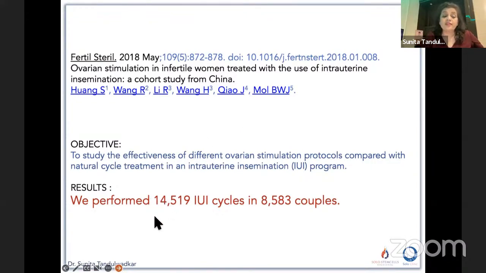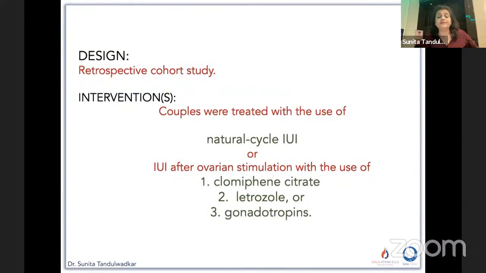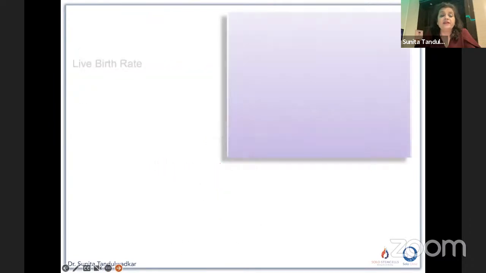Why? 14,500 cycles, in 8,500 patients. It's one of the largest single center studies. And what they have done, of course retrospectively, is compare natural cycle IUI versus ovulation induction with clomiphene, letrozole, and gonadotrophin. And they compared the live birth rate.